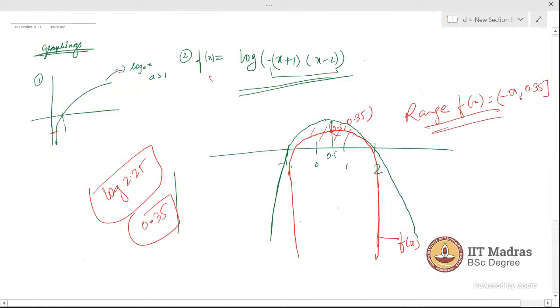So see, your range will not always be from minus infinity to infinity. And for the person who was asking me, this was negative, but now you understood, this f of x will be positive for only this region, right? So pay attention to this.